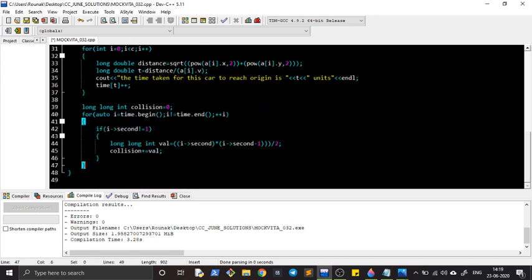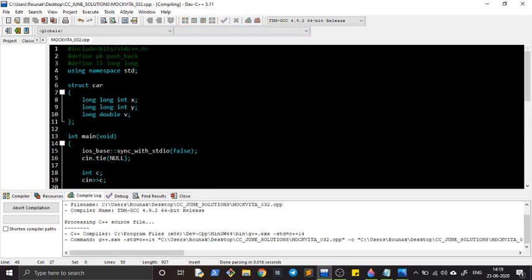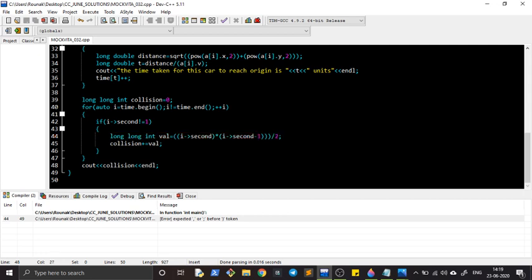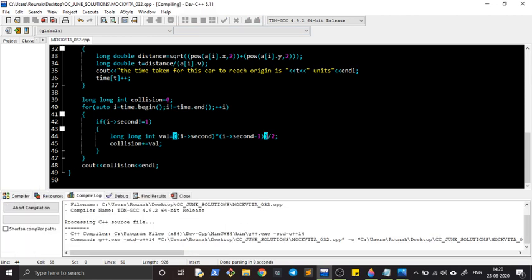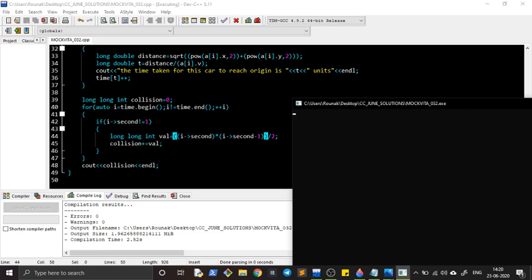So let us test again. We will see our collisions. We will run it. Sorry, I think I'm getting a mistake. Error expected. We are getting an extra. Yeah, sorry for the error. Now we will check with the sample input output.